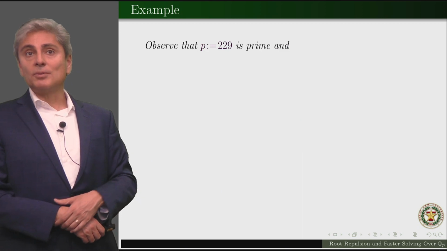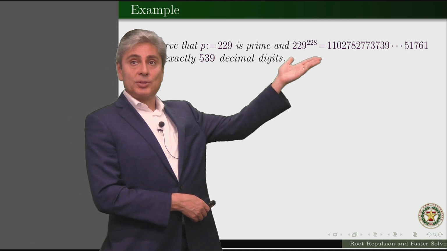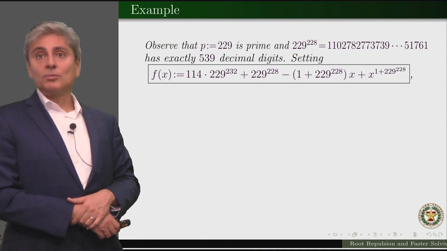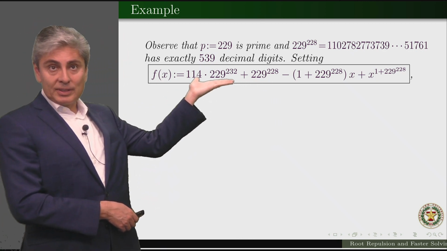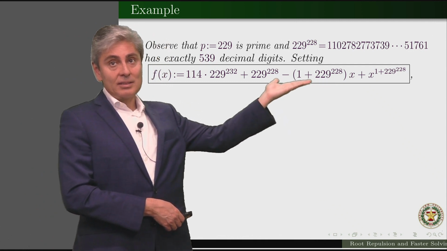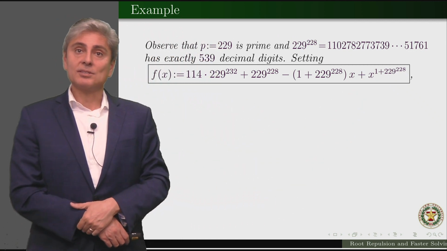Okay, so as an example, let's observe that 229 is a prime. This number here, 229 to the 228, is rather large, has 539 decimal digits. Let's consider this trinomial, which is a non-trivial one. It has a rather large constant term, around 539 digits or more. This one has about as many digits. That's the x coefficient. And the degree, you see, has about 539 digits.